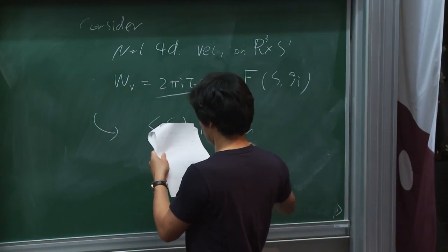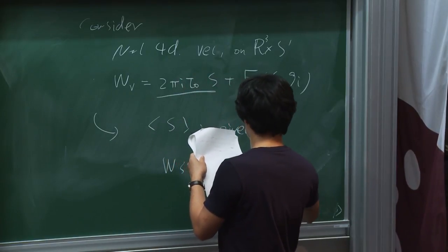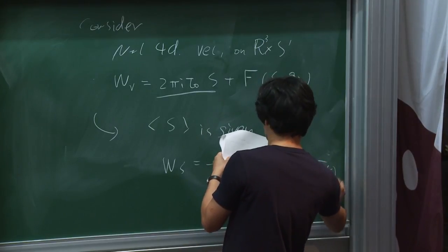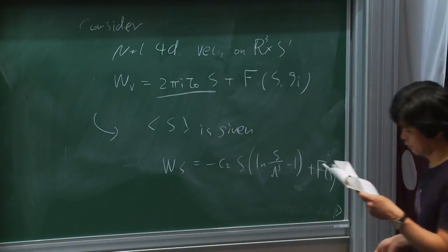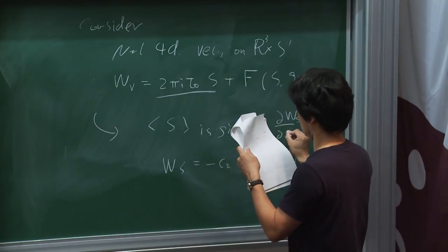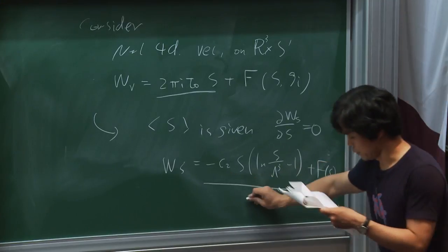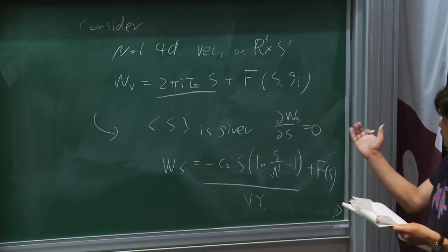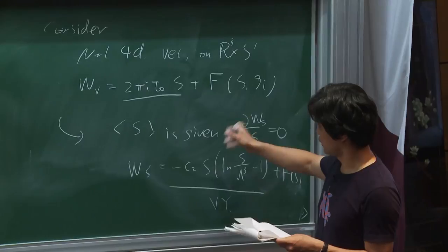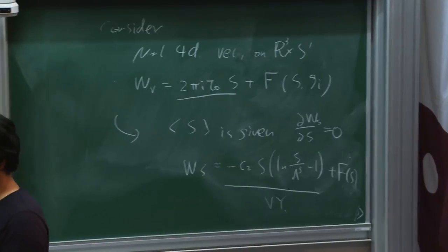we can show this is given by this one. This is called the Veneziano-Yankielowicz potential. Okay, so for this action, the non-perturbative correction is given by this one. Yeah, with some computation, we can show that.